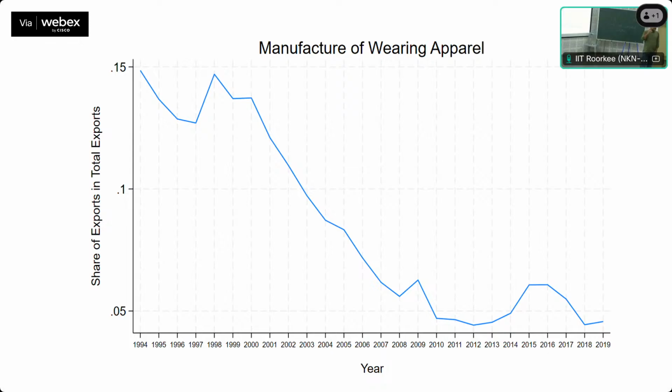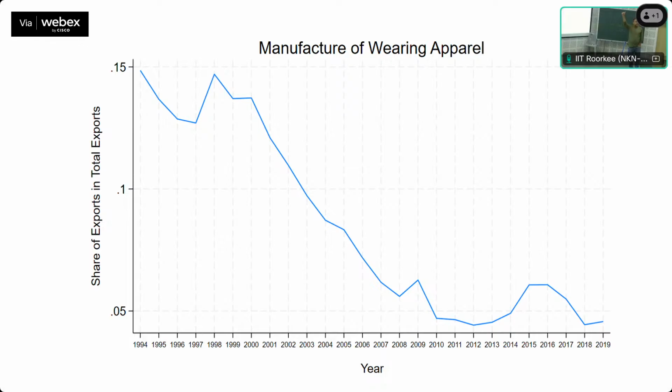There are many things happening simultaneously. One, the making of shirts and shoes could have become more capital intensive, and India has not moved towards capital intensive production. Could be, I don't know, I'm just saying. That's why they are losing out in the foreign market.